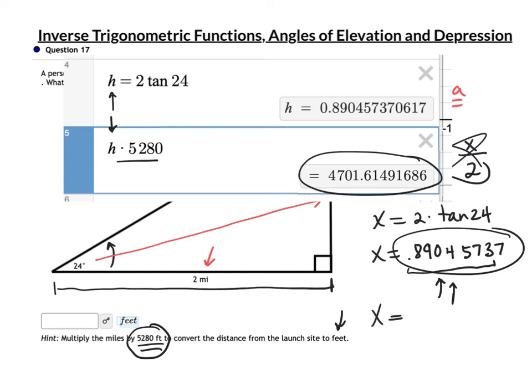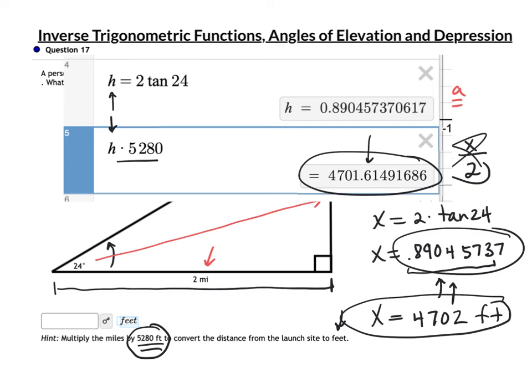X would be 4,700, and to the nearest whole number, which is what it asked for in this question, this 6 would bump the 1 to a 2, 4,702 feet.